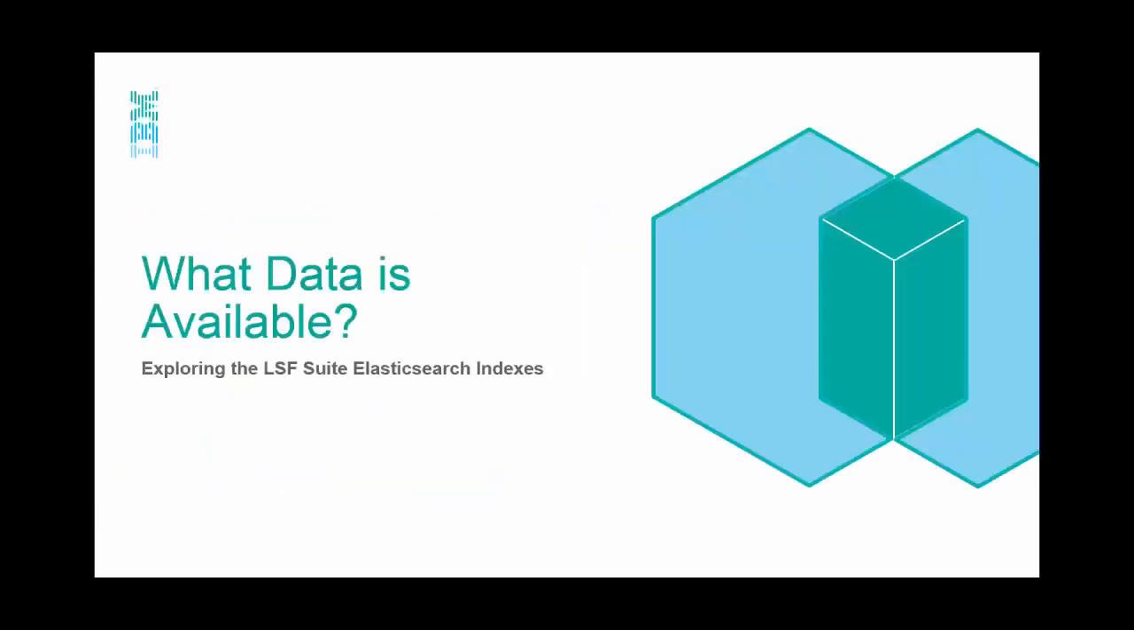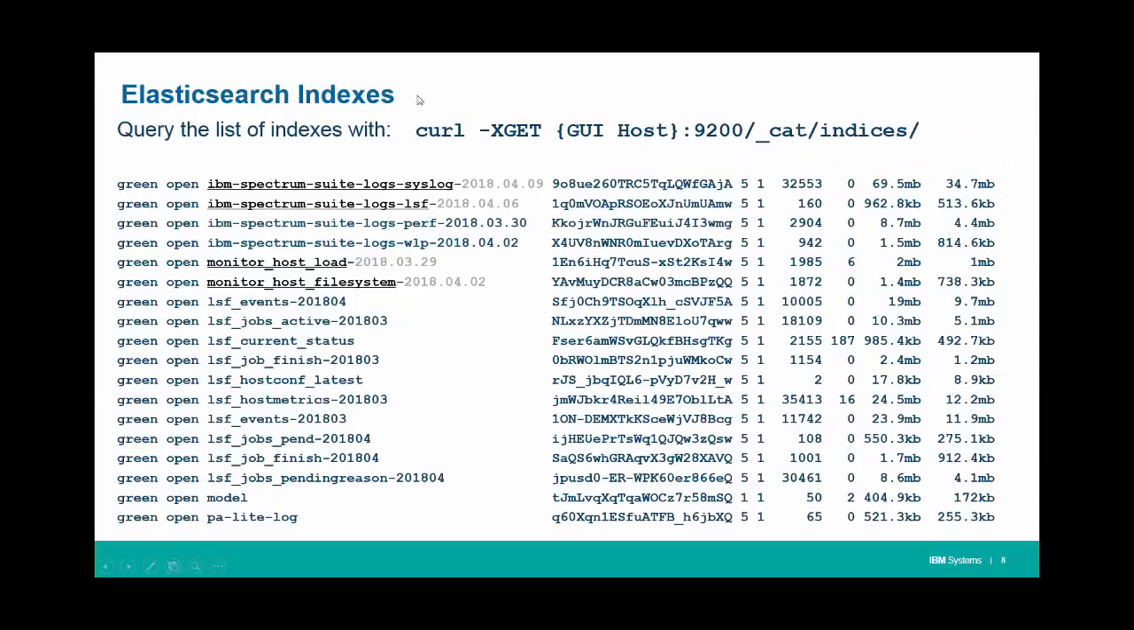Then let's talk about what data is available. So LSF Suite includes Filebeat, Metricbeat, Logstash, and Elasticsearch. So all of the data gathering processes and the indexing process are all built into LSF Suite. So we have Elasticsearch running on the GUI hosts, and there are a number of indexes that we can look at. If you run this command here, curl -XGET, then the name of your GUI host, :9200/_cat/indices, you'll see something like this. It'll probably be a lot longer if your cluster's been running for a longer time.